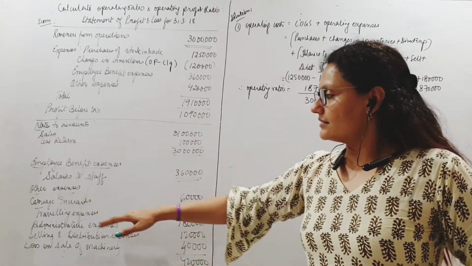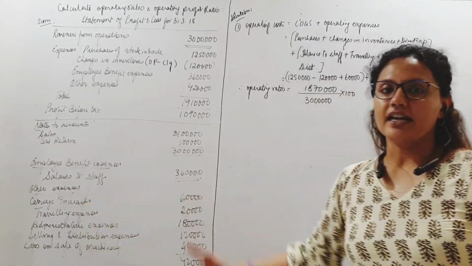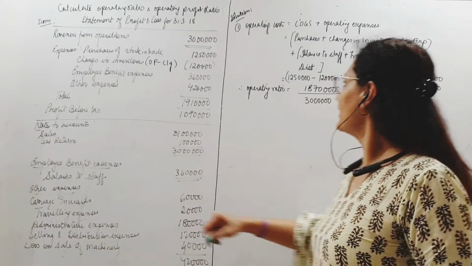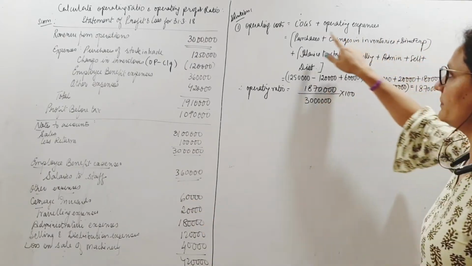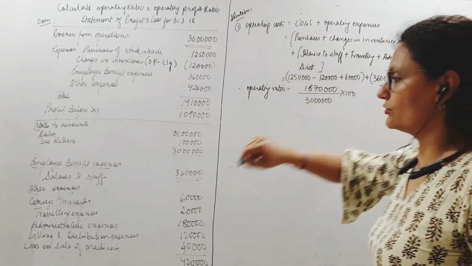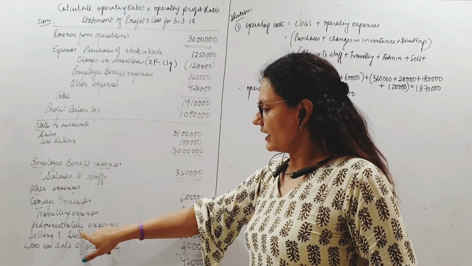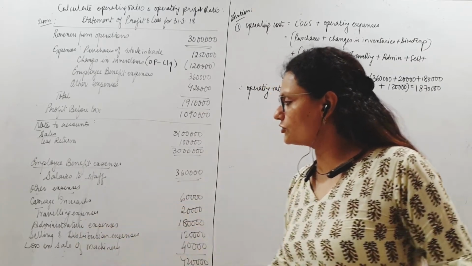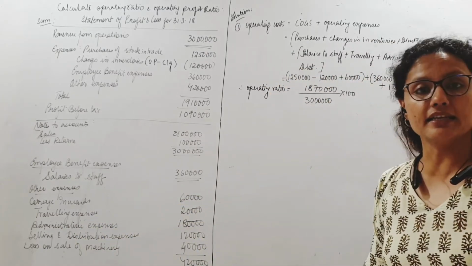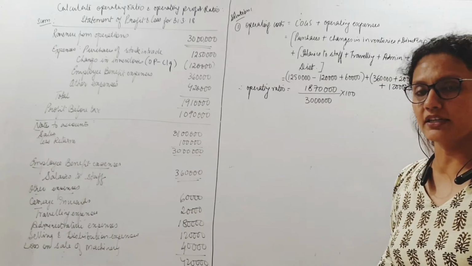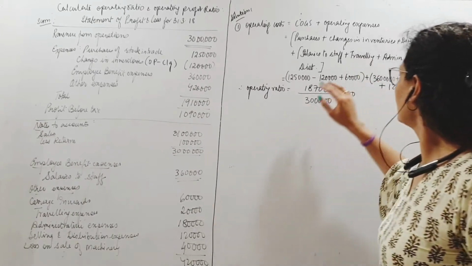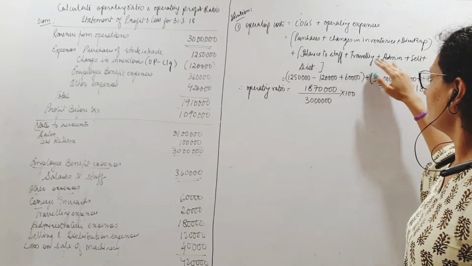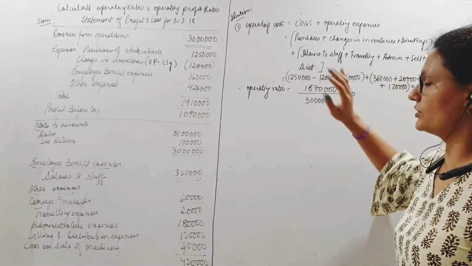Other expenses show carriage inward. Now carriage inward is a direct expense. So carriage inward, a direct expense, will be added to my cost of goods sold. Traveling, administrative, selling and distribution, all three are operating expenses related to my operations. So these will be counted here: salaries, traveling, administrative, selling and distribution expenses.